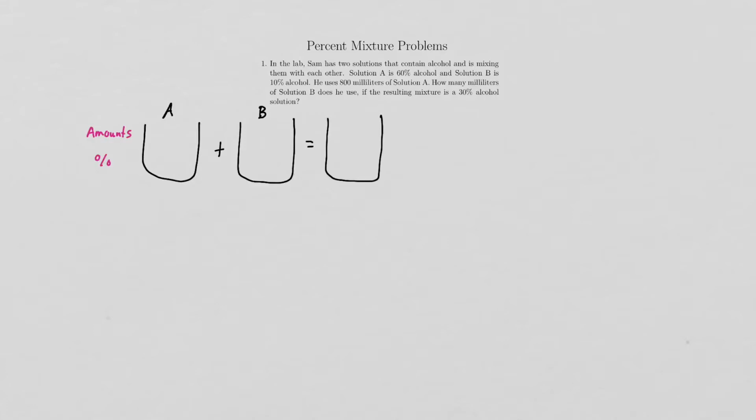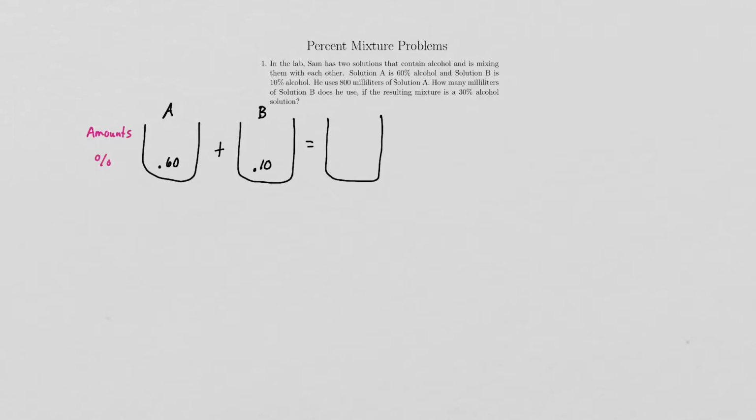So if I look at this first line here, it says solution A is 60% alcohol. So what I'm going to do is put the 60% down in the bottom part of the beaker, except we don't want to write it as a percentage. We want to write it as a decimal. So 60% is the same as 0.60. Solution B is 10% alcohol, so 0.10.